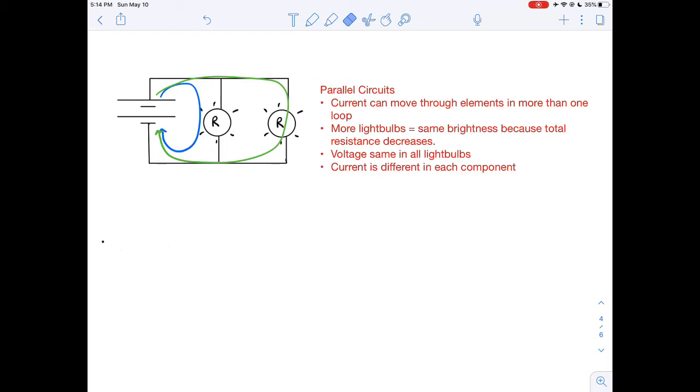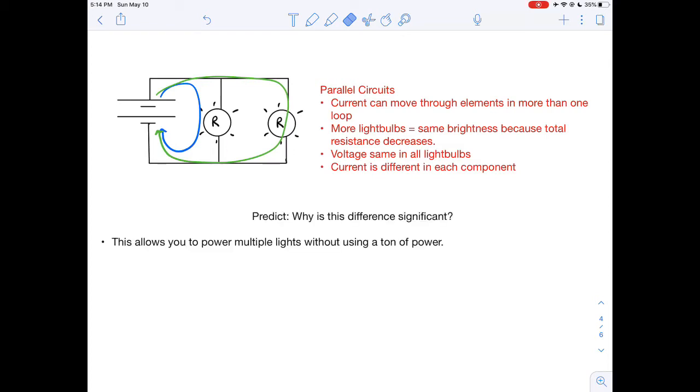So why is this difference significant? Well, that's because this allows you to power multiple lights without using a ton of power. So you could have a switch that turns this one off, but not that. Most buildings are actually wired in a way that allows you to create circuits that are in parallel. So far more useful to have parallel, a little bit more complex than with the analysis.